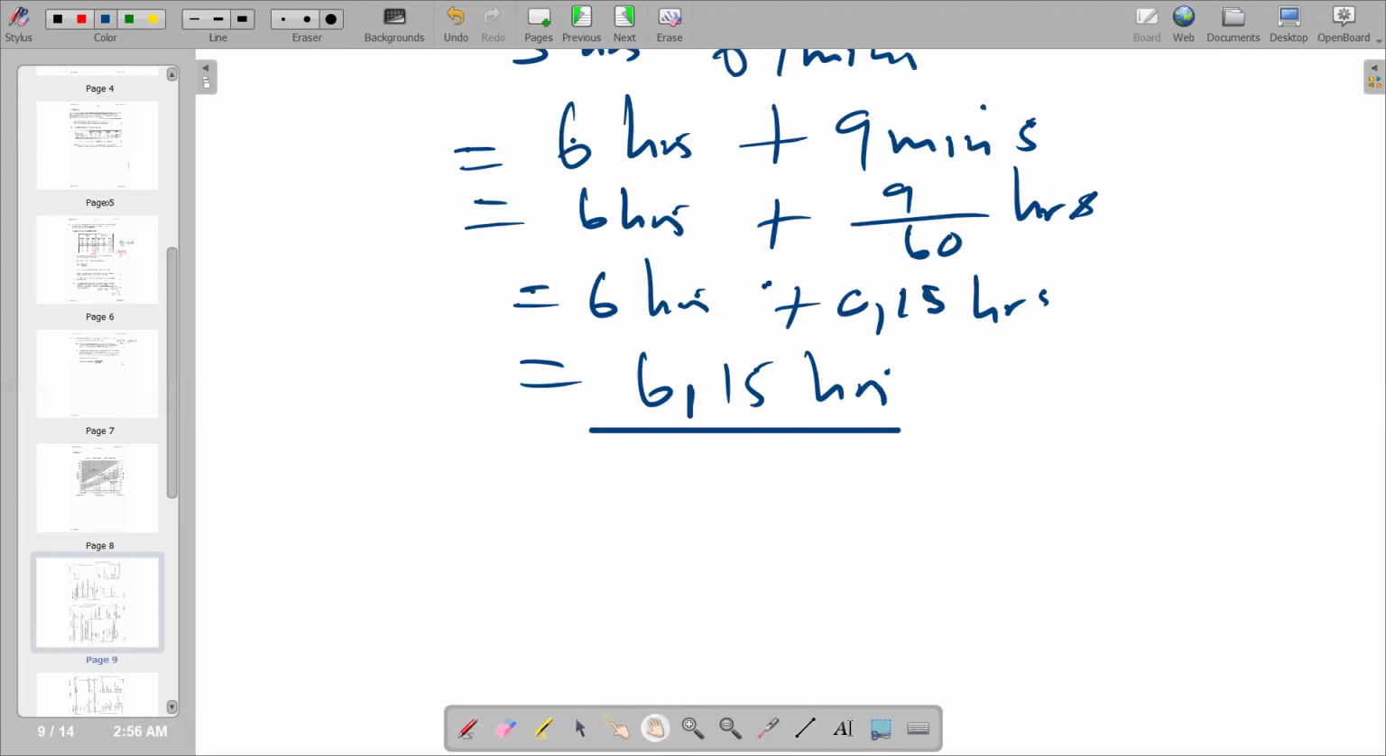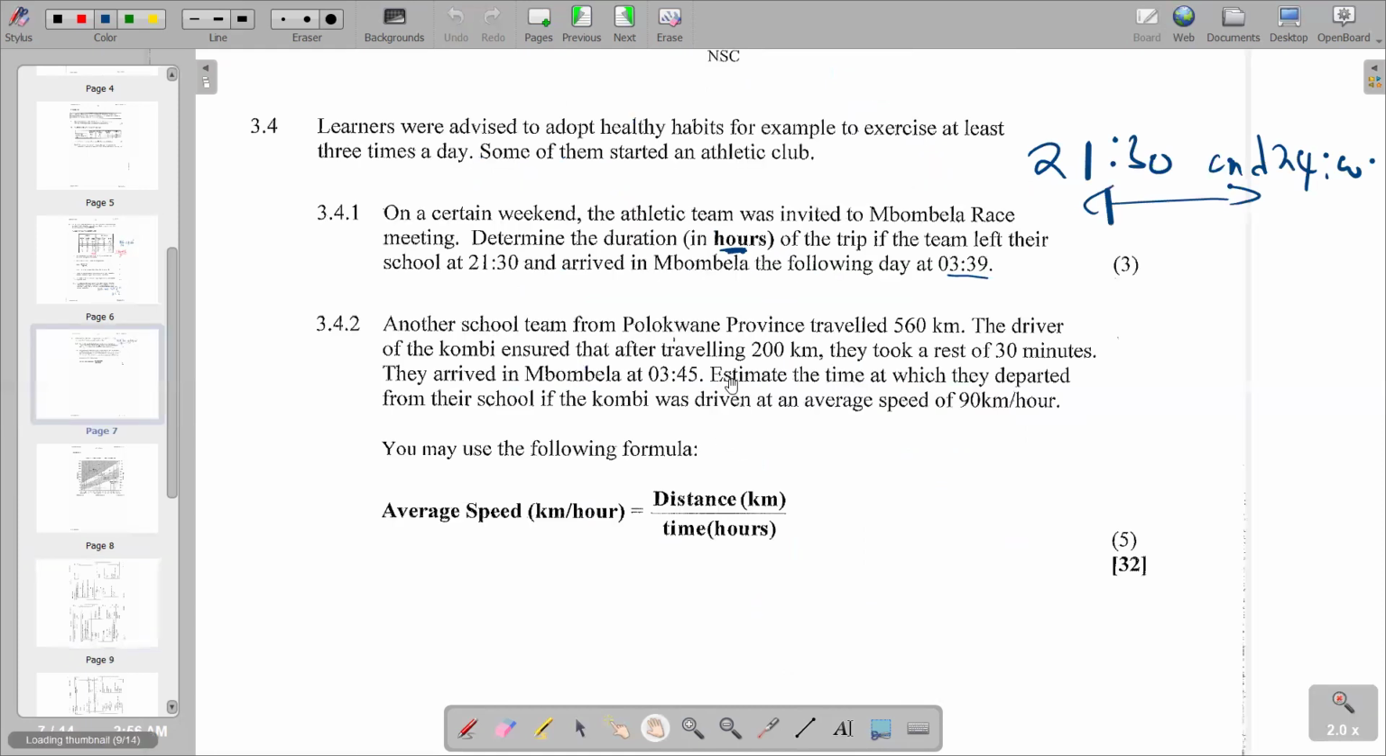So this is what we have on this part, and let's see another question, which is going to be our last question. Another school team from Polokwane province traveled 560 kilometers. The driver of the combi ensured that after traveling 200 kilometers, they took a rest of 30 minutes. They arrived in Bombela at 03:45. Estimate the time at which they departed from their school if the combi was driven at an average speed of 90 kilometers per hour. You may use the formula average speed in kilometers per hour equals distance in kilometers over time in hours.